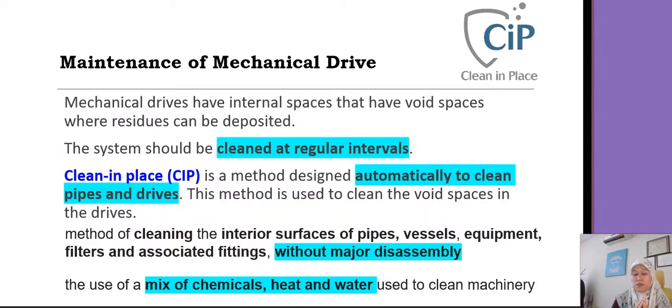In mechanical drive, usually the maintenance is done with CIP. What is CIP? CIP is clean in place. It automatically cleans the pipe, the interior surface, vessel, equipment, fittings. It needs to be done at regular intervals because inside the system there are sometimes places that can trap dirt, maybe lubricant or anything. So they have to do the cleaning process without major disassembly. Meaning you don't have to open up everything to clean up.